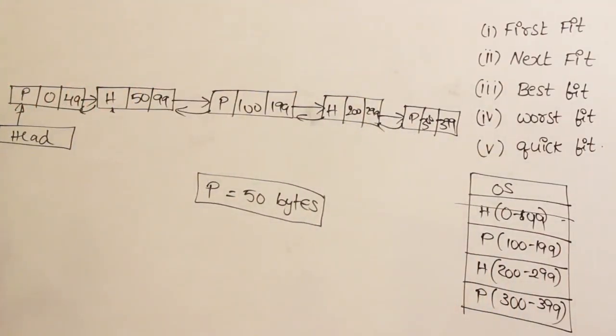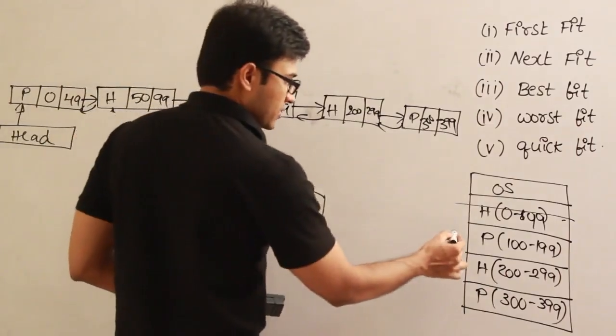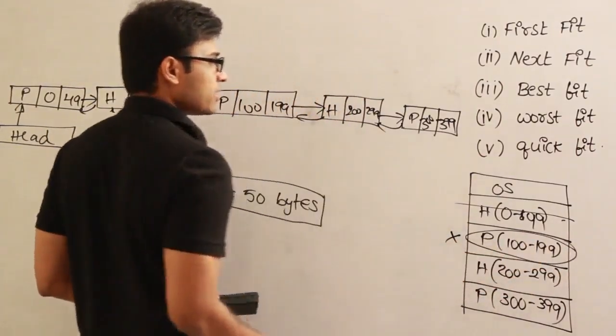And then in order to implement this, we are going to maintain the list in the increasing order of the starting addresses. Now let us say after some time this process, this one got freed up, which means 100 to 199 got freed up.